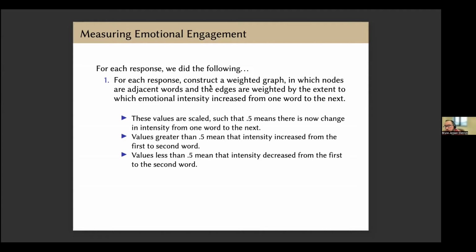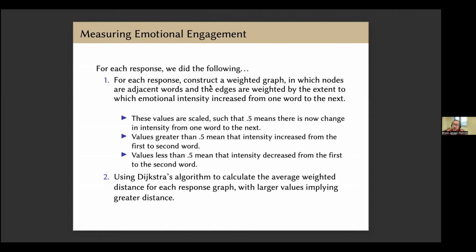The reason why we scaled things in this way is that we ultimately used Dijkstra's algorithm on the back end to calculate the average weighted distance for each of these response graphs, with larger values implying greater distance and more emotional engagement, because it suggests that as the response goes from one word to the next, the engagement level is going up and up and up during the duration of the response. We have to scale them this way because we can't have negative weights using this framework. So we need something that ranges between 0 and 1, which is why we settled on this scale.